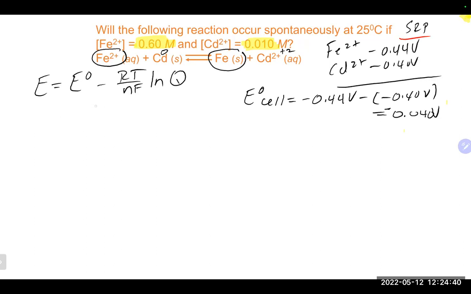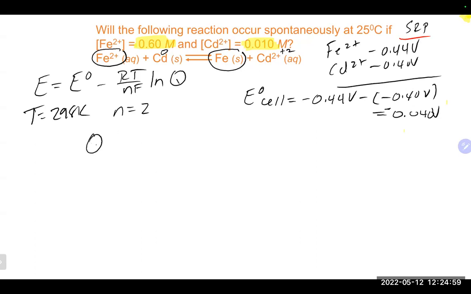Our R is obviously a constant. Our temperature does need to be converted into Kelvin, which would give us 298. Our n in this case is 2, right? +2 and +2, so that's 2 electrons. Obviously Faraday's constant is there as well.